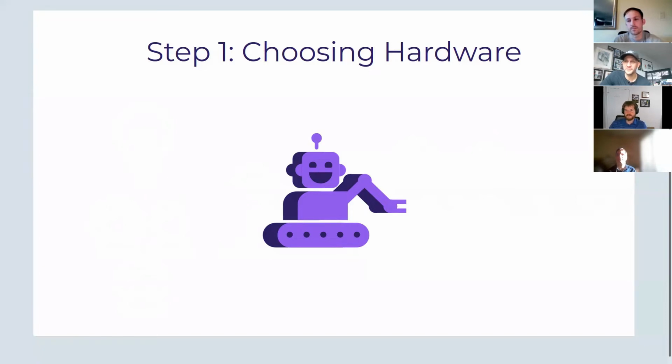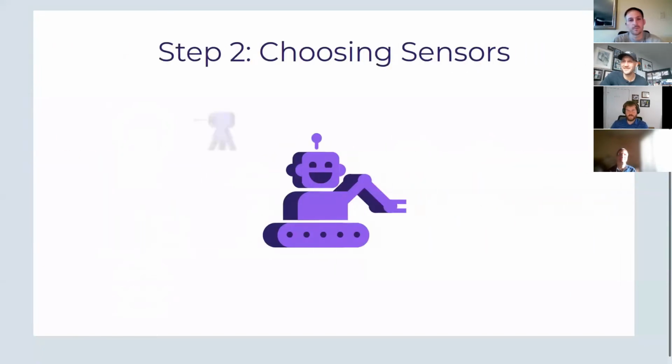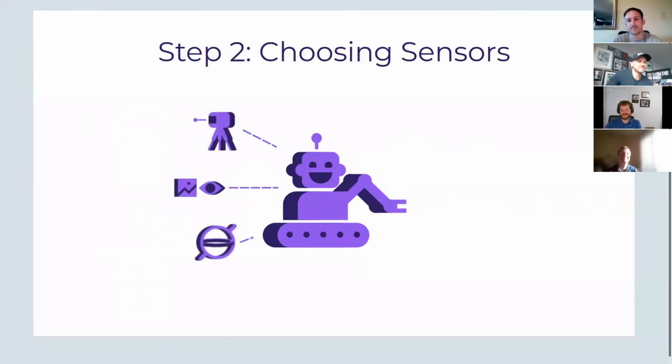That's a good point. So let's go to step 2. Aha, choosing sensors, right? Good segue, I appreciate that. So we have about 8 minutes. We don't want to shoot over here, but exactly that, right?